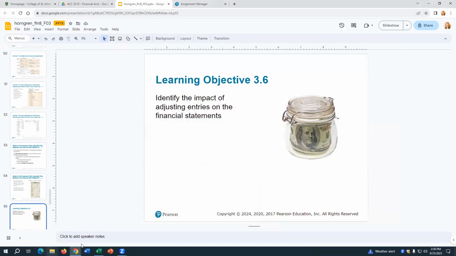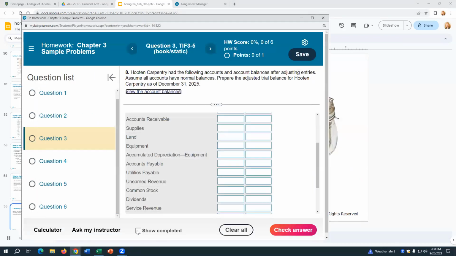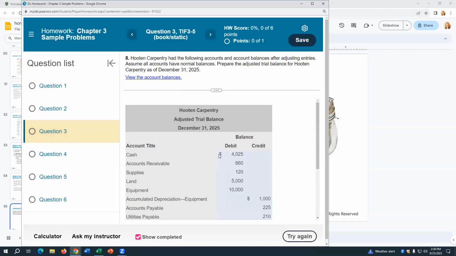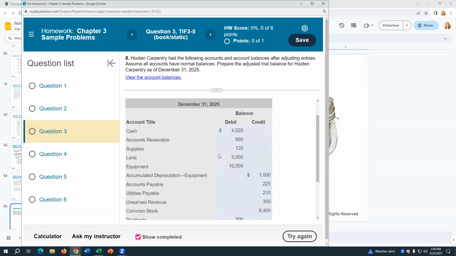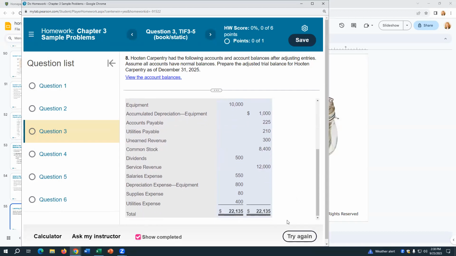So just to show what that looks like here, that should be where you ended up. Yep, 8,400 there. And then making sure that you get everything, you should have your total debits equal your total credits if you put everything in the right columns, right? So debits on the left, credits on the right. Does anyone have any questions on that one?